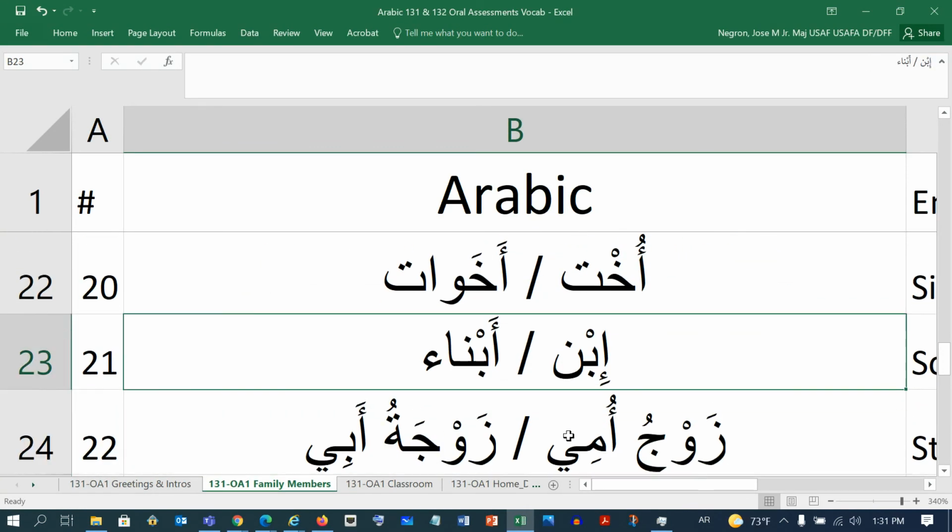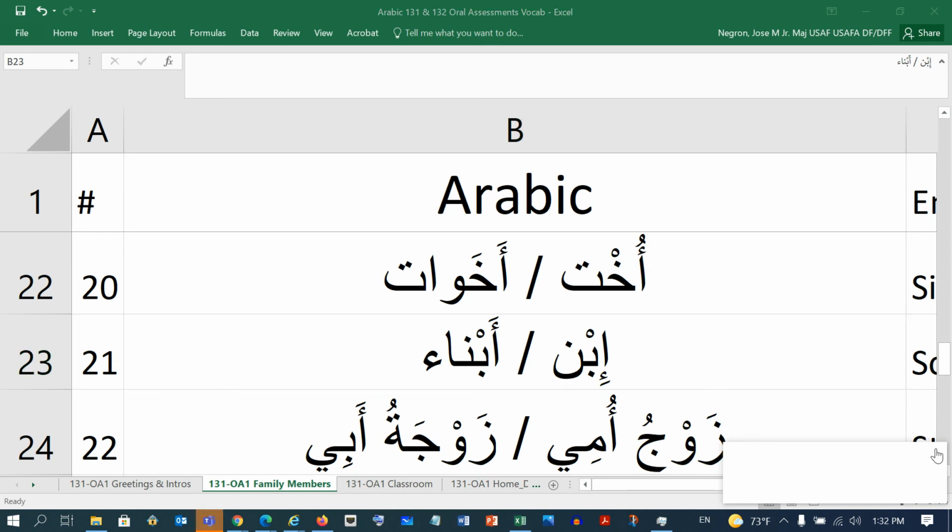We talked about ibn meaning son, and ibna meaning daughter. The plural form of ibn is abna, with a glottal stop, a hamza, at the end.